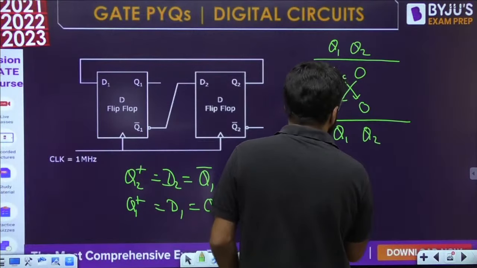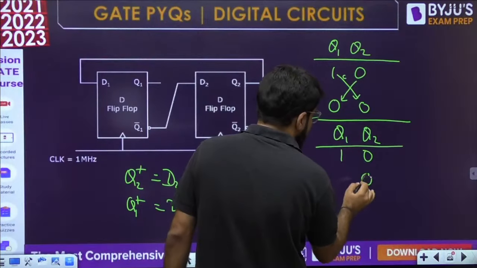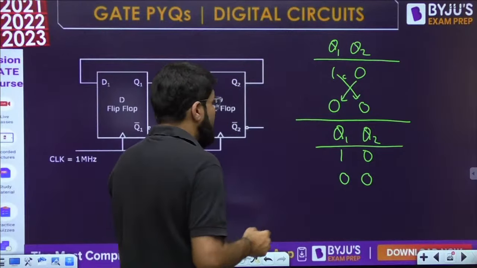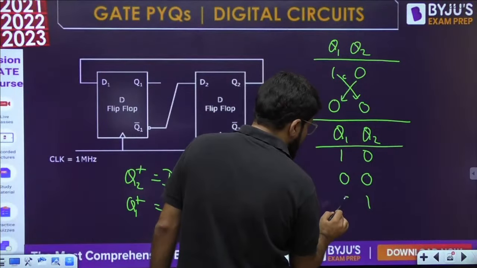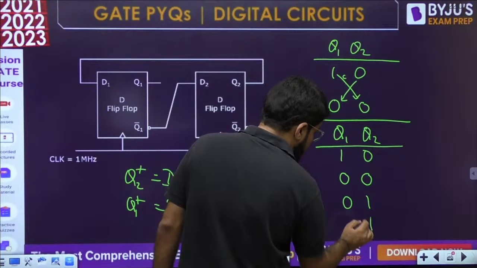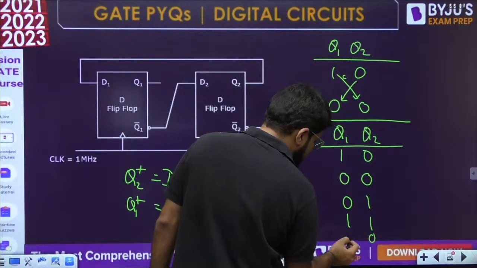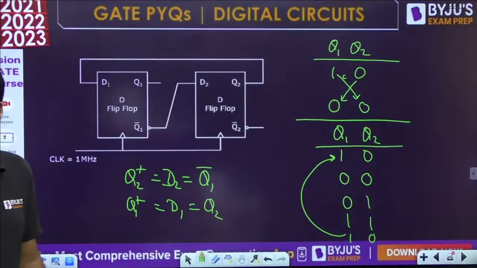Q1, Q2, 1, 0. Okay, so its complement, right? And this 0 to be placed here. Next state is 0, 0. Then what will happen next? Its complement 1 and this 0 directly copied. Next, its complement 1 and this 1 to be directly copied. Next is 1, its complement 0 and this 1 to be directly copied. I come back to the initial state.